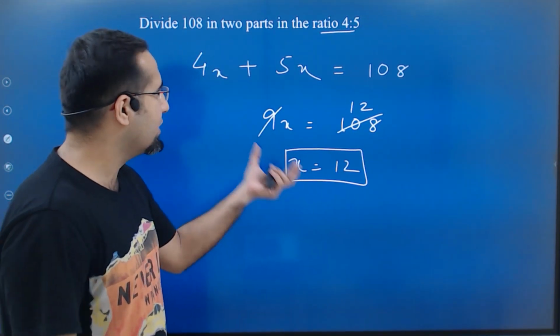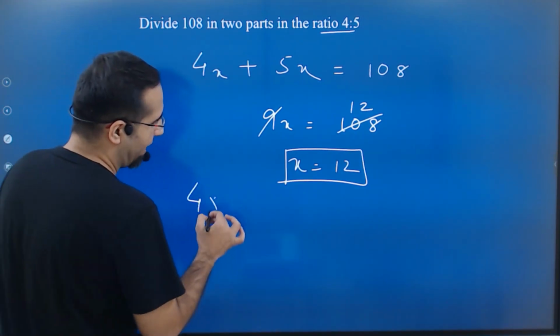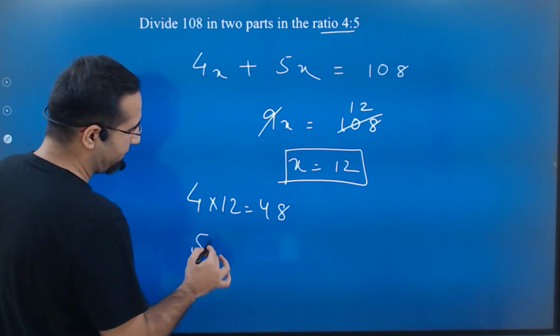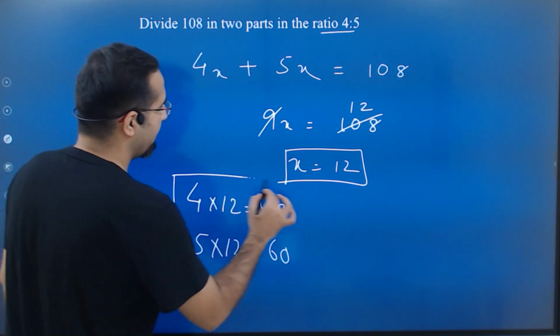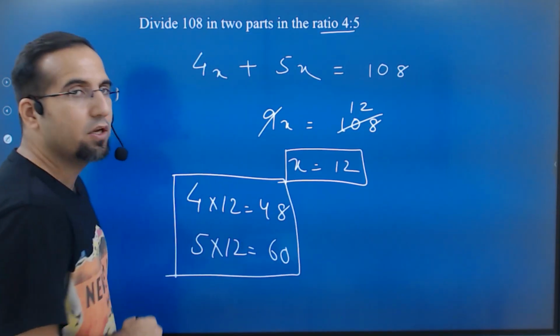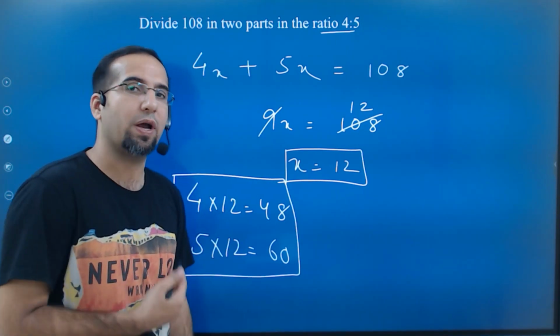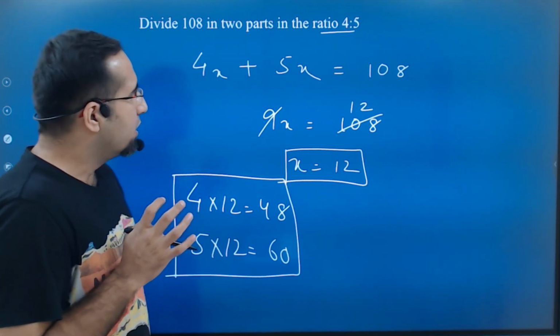If the value of x is equal to 12, I want to find the numbers. So one number is 4x, which becomes 4 into 12, that is 48. And the second number is 5x, which becomes 5 into 12, that's going to be 60. So 48 and 60 are the two numbers asked in the question. This is the basic method of solving it. Now, what is the other way?